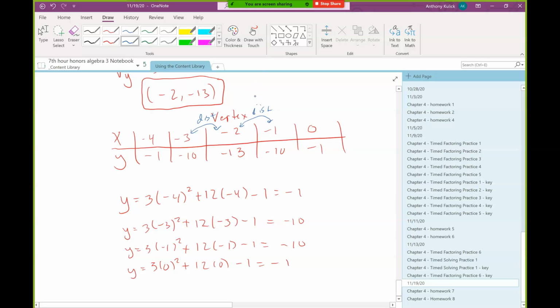to these first points, either to left or right of the vertex, is the same, right? -3 is 1 unit from -2, and -2 is 1 unit from -1. Since the distance from the vertex for those 2 points is the same, their y-coordinate is going to be the same. That's why we have that mirroring symmetry going on. And similarly here, the distance between the first point and last point and the vertex is the same. So again, their y-coordinates are going to be the same.